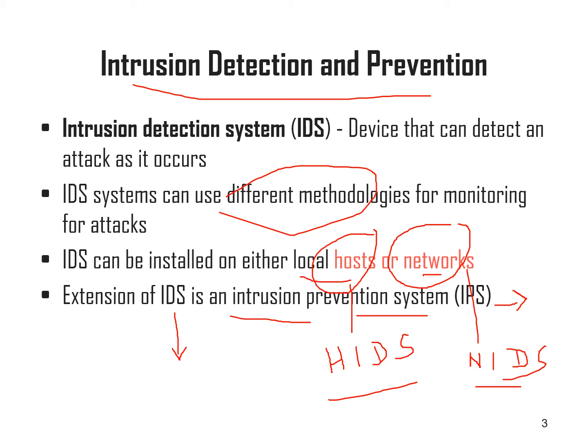There are two kinds of intrusion detection system: host IDS and network IDS. If I install the IDS on a particular host, that is called host IDS. If I install it in a network, that is called network IDS. The extension of IDS is the intrusion prevention system. The IDS will only detect the attack, while the IPS will prevent or block it.